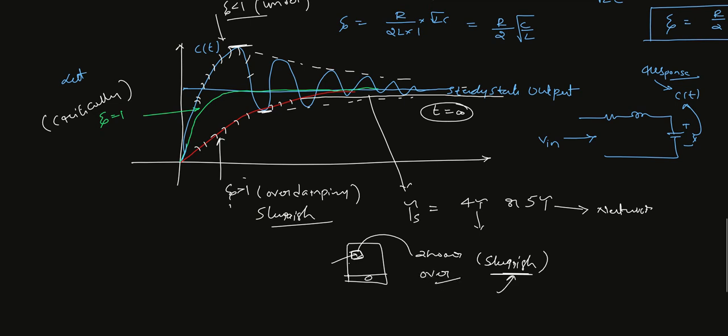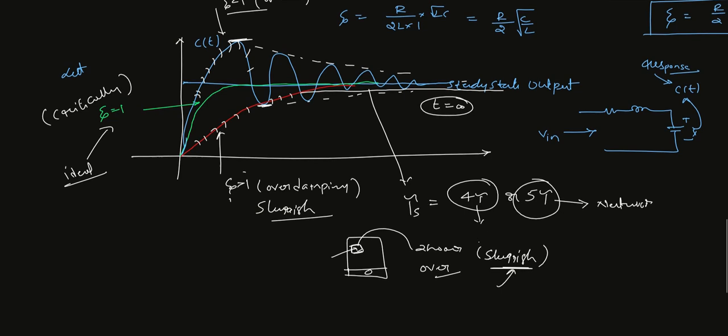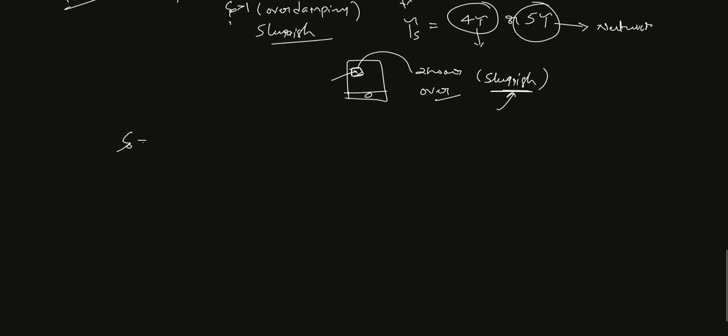In the case of a critically damped system, this is the ideal one, it reaches the steady state instantly. But that is not practical, so we at least try for the under damped system, which will take 4 tau or 5 tau time to reach the steady state value. So that is the significance of the zeta value. Zeta indicates whether the system is over damped, under damped or critically damped, and our main concern is with the under damped system.